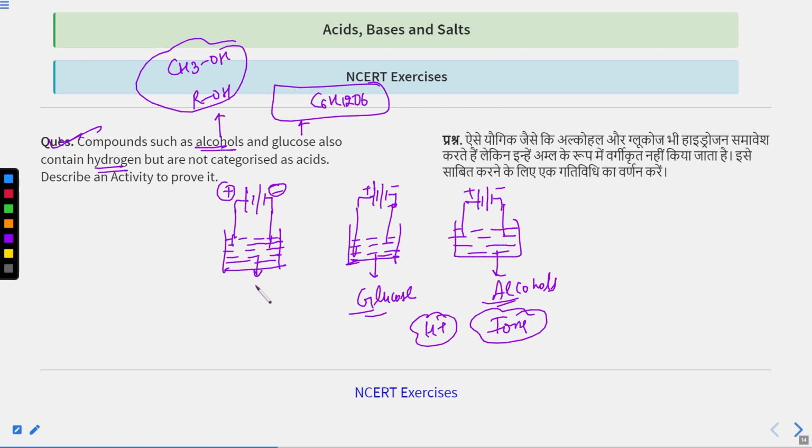So for your grade you can say that if I put any solution which contains hydrogen, for example HCl, it is known as an acidic solution, because it will provide H positive in the presence of water. But glucose and alcohols do not provide H positive in the presence of water, so they are not considered as acids. I hope this question is clear to everyone.